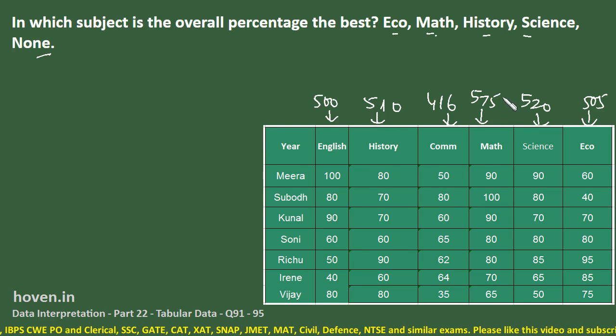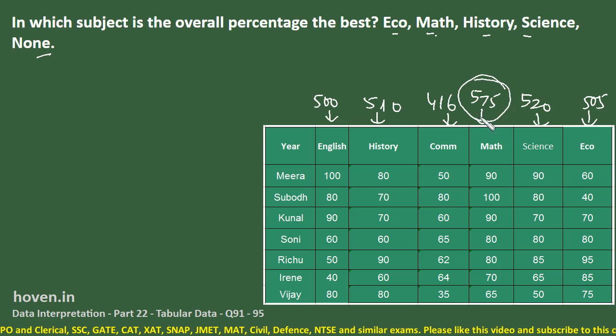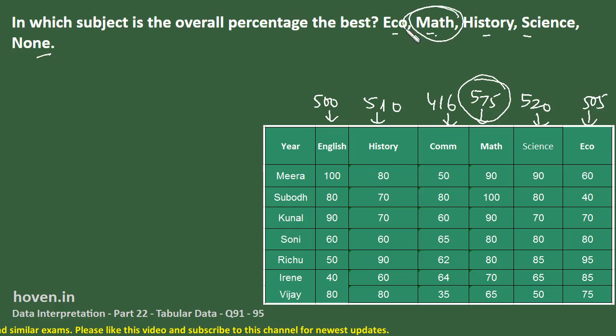So overall percentage in Maths is going to be the highest, because the total score is highest and all are to be divided by 7. Since the common divisor is there, whichever is greater will have greater percentage also. So therefore Maths is the required answer. We'll close it right.